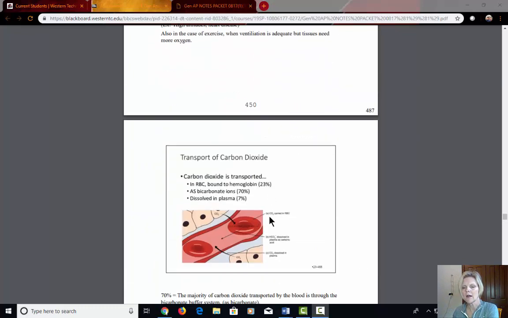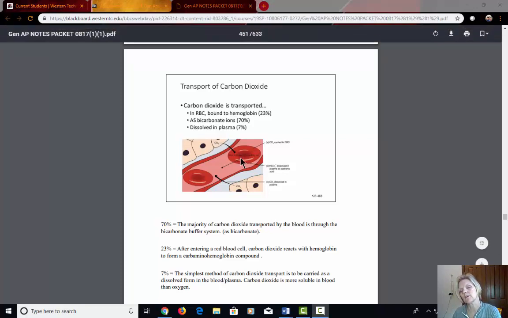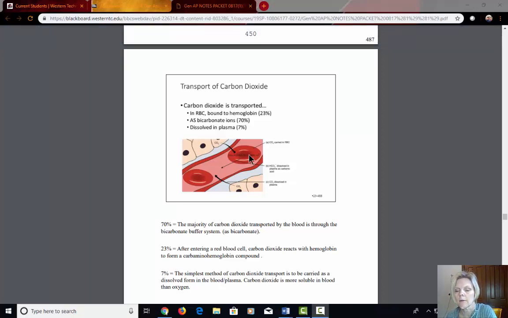So when we look at carbon dioxide, it's a little different. Carbon dioxide enters our red blood cells after it diffuses out of the tissues into the interstitial fluid and then into the red blood cell, as we can see here in this diagram. And in the red blood cell, with the help of an enzyme called carbonic anhydrase, it's converted to a bicarbonate ion. So bicarbonate ion is where we find carbon dioxide. So most of carbon dioxide is bound in the form of bicarbonate ions. And it's a reversible reaction.